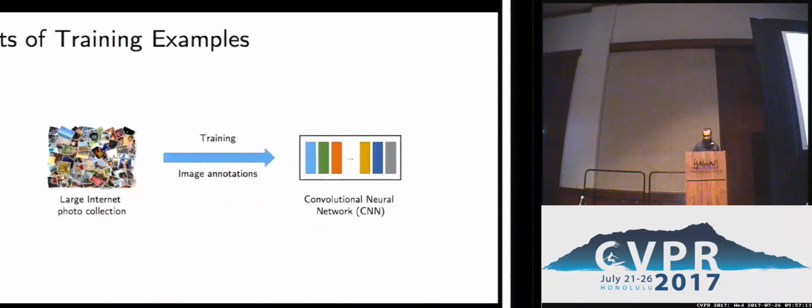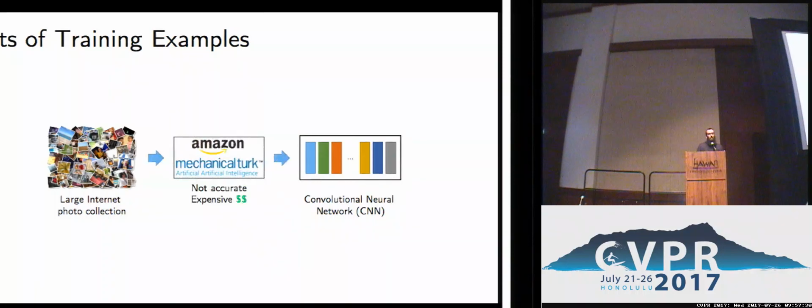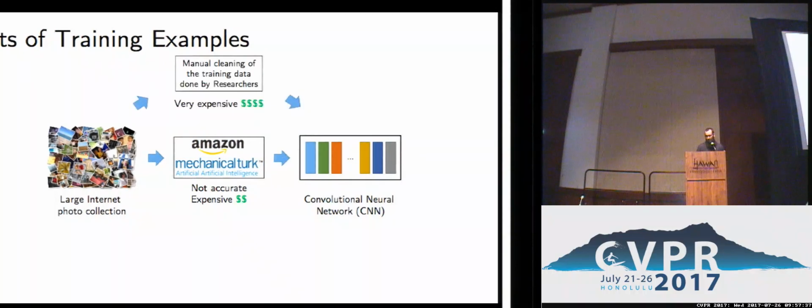Okay. So, a standard recipe: we collect a large collection of images from the web, and then we typically need to put a human in the loop, create image annotations, construct a training set, and perform the fine-tuning. One way to achieve this is employing Mechanical Turk. It's not so accurate. It costs some money. There are also other ways to employ experts to perform this labeling that cost even more money.